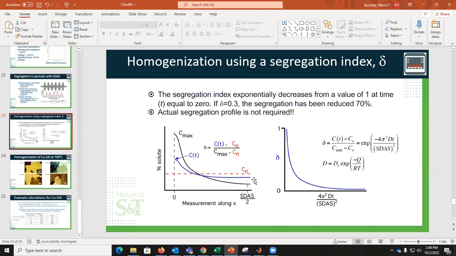In this example curve, the base composition is C0. Due to the segregation, we have a maximum composition in the interdendritic region, and this is the profile that we have. We are just plotting half of the interdendritic arm spacing, assuming that this is the middle of the interdendritic region and this is the middle of the dendrite. After some time, using this index, this number is gonna approach 0, so this profile is approaching C0.